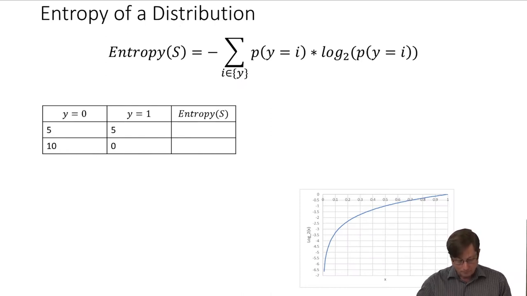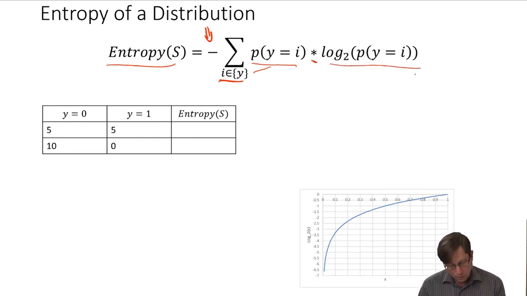We could say that the entropy of a distribution, so each leaf contains a distribution, you would say it's negative. It's important to see that there's a negative sign there. And you would sum over all possible values for y, and you would say the proportion of samples at that leaf that have the particular value of y times the log base 2 of the proportion of samples at the leaf that have that particular y. So one thing I like to say is you just sum over the values of y and you do p log p, the probability it has that value times the log of the probability it has that value. Log base 2 if we're going to talk about bits of information, so let's just stick with the 2.